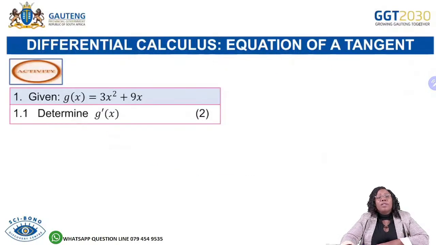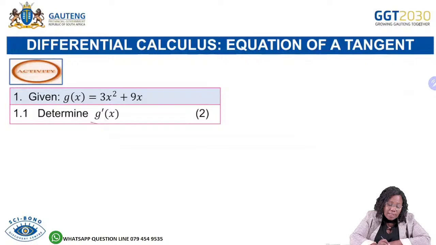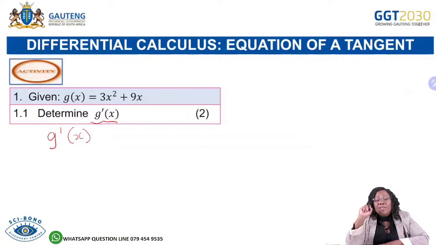The first activity there says given g(x) is equal to 3x squared plus 9x. That is the function given to us. And then the first question says determine the derivative of g at x. Can you see that? They say derive g at x for 2 marks. So now we apply the rules. Now we are no more using first principle. If it will be written, use first principle to do this, then you follow first principle. If it's not indicated, you use your rules, grade 12.